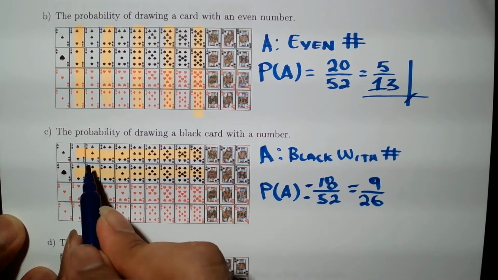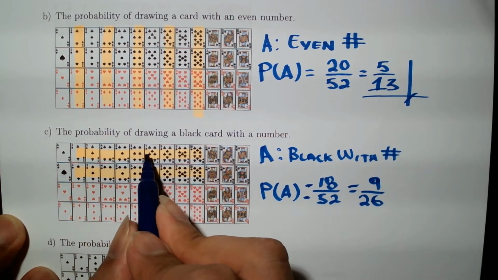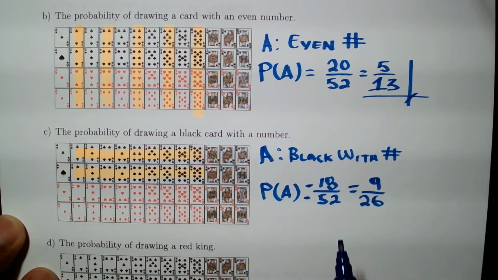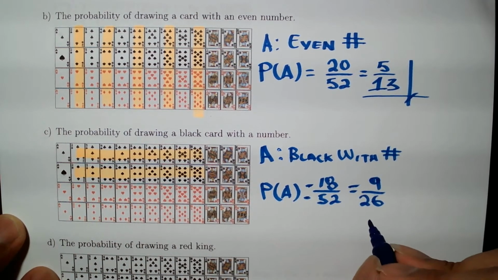Okay, let me count them all again. So 1, 2, 3, 4, 5, 6, 7, 8, 9 times 2. Yes, that's correct. 9 over 26.